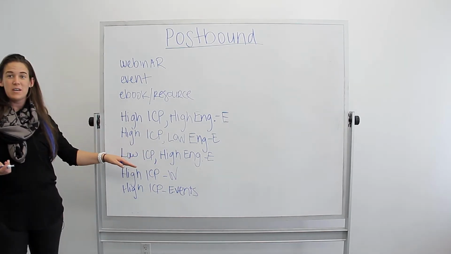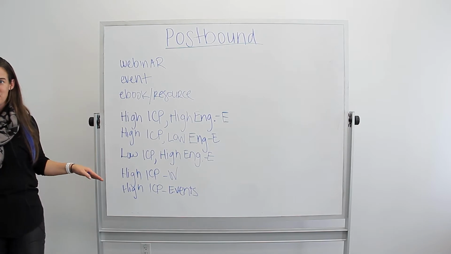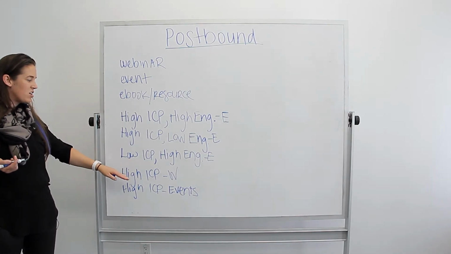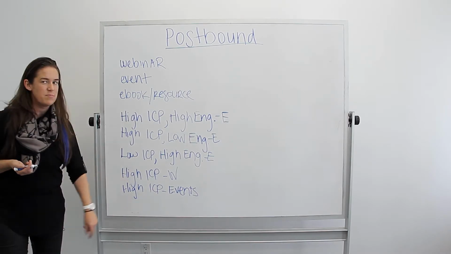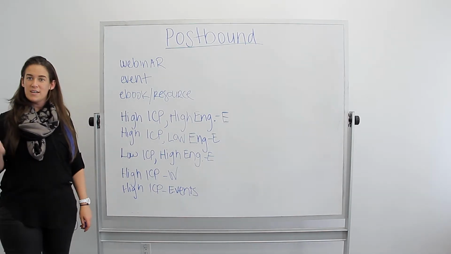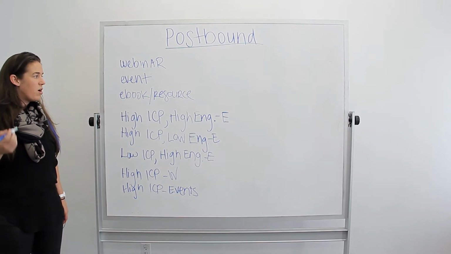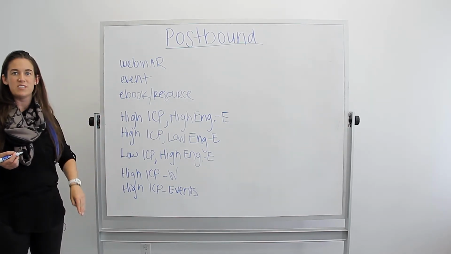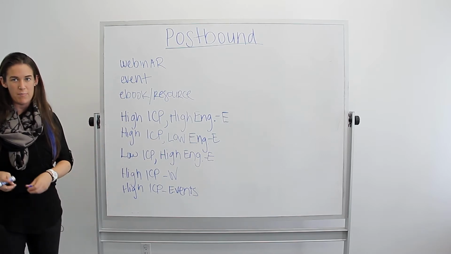Low ICP, low engagement, I actually don't reach out to because they aren't downloading a lot of my stuff and they aren't a typical buyer. And then I finish off with high ICP for webinar and high ICP for events. So when my SDRs walk in for the day, they know that they're going to talk to the people in these sequences first before they go on to normal outbound.